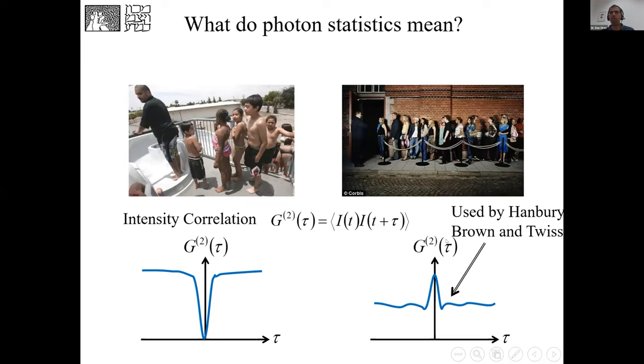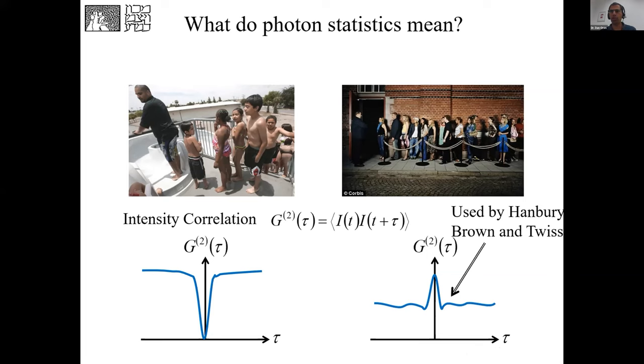You can think of antibunching as some mechanism which is a bouncer, like this guy standing on the top of the water slide. If you look at the kids from the poolside, you see that they're coming out one by one. You never see two kids simultaneously entering the pool. And therefore, if you plot the correlation, you'll see antibunching of kids at the pool. This is in contrast to, say, bunching, which is what you'd see at the entrance to the pub when people enter in groups.